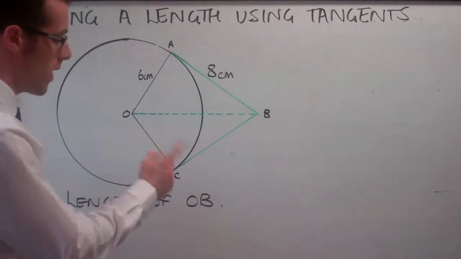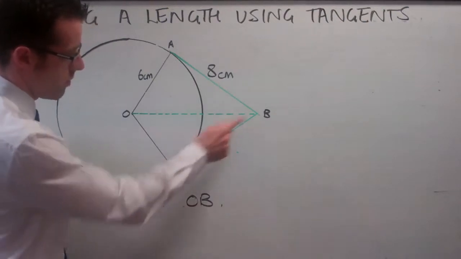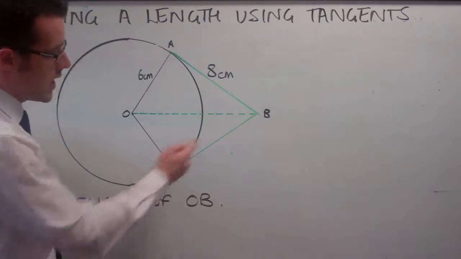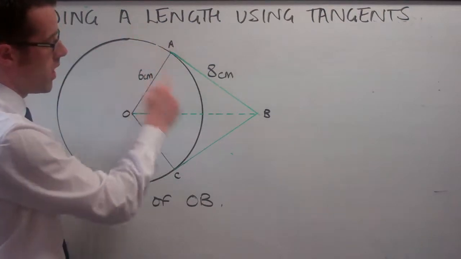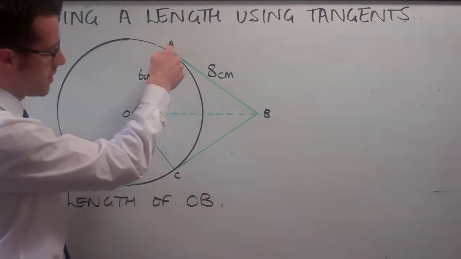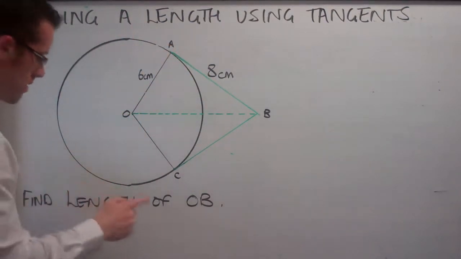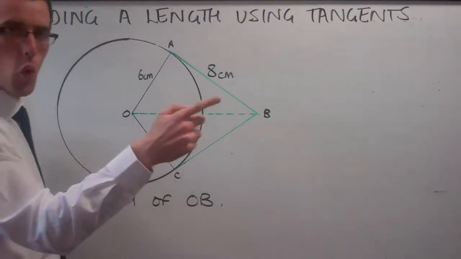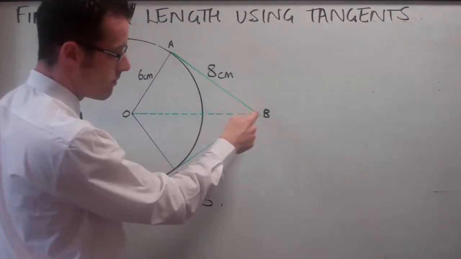So this time we actually have two tangents if you look. We've got BC here as a tangent, see? And then AB is a tangent as well. We've been given some lengths. So we've got 8 centimetres and 6 centimetres. And the question says, find the length of OB. Now OB here is a dotted line, okay?